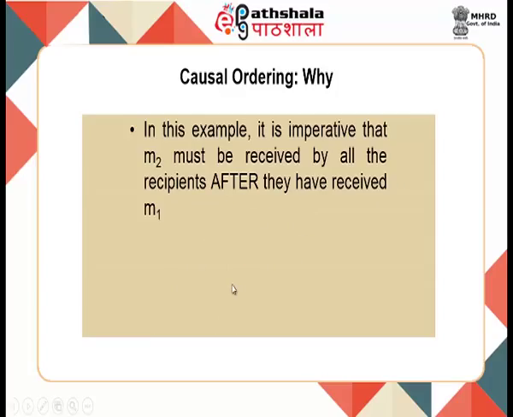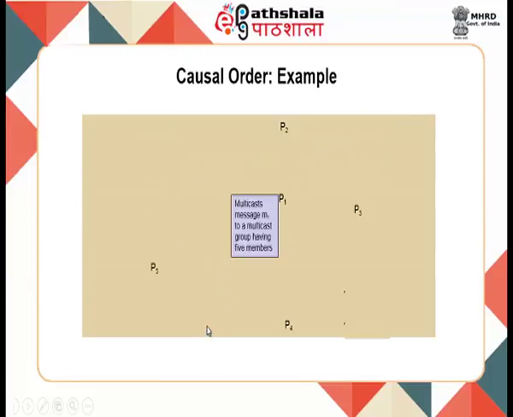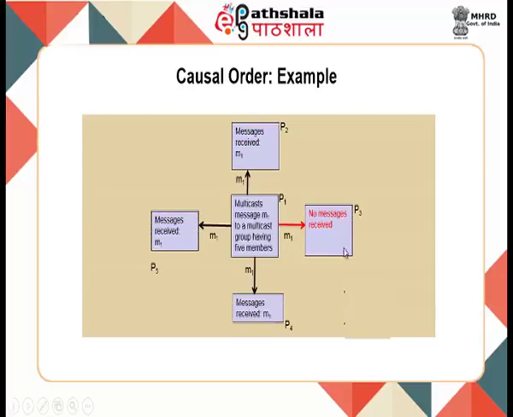So, in this example, it is imperative that M2 must be received by all recipients after they have received M1, otherwise M2 will not make any sense. Here is an example where P1 is sending a message M1 to the group, and assume that P3 does not receive the message. So, P2, P4 and P5 receive the message M1, but P3 has not received M1 yet.